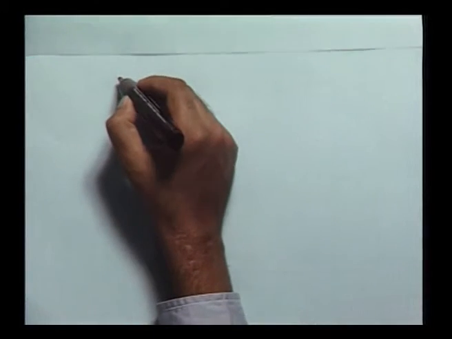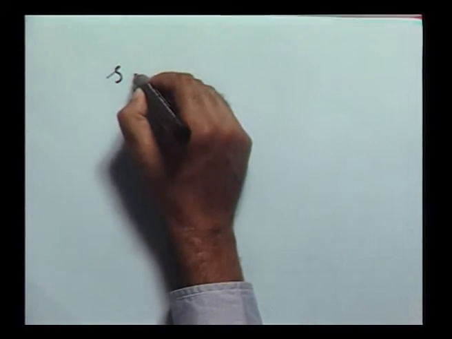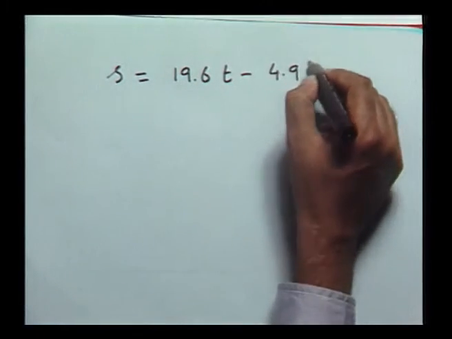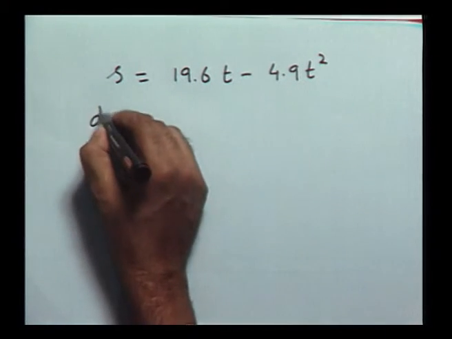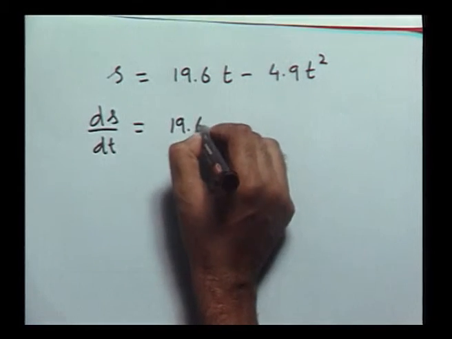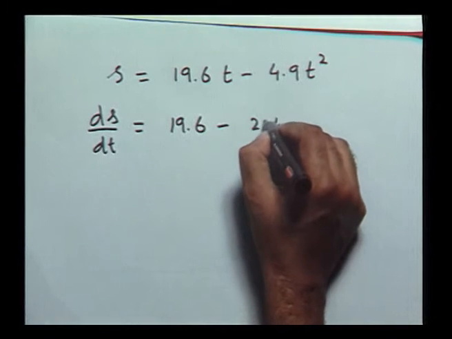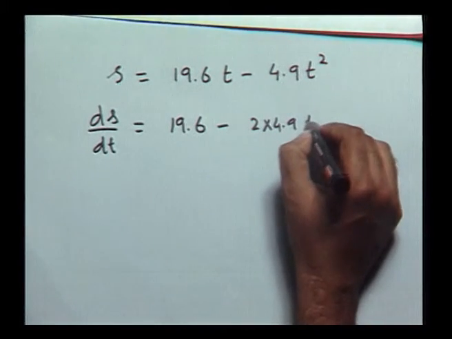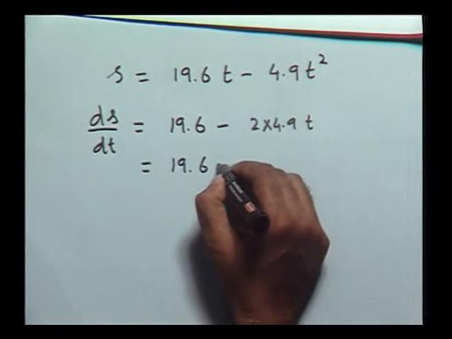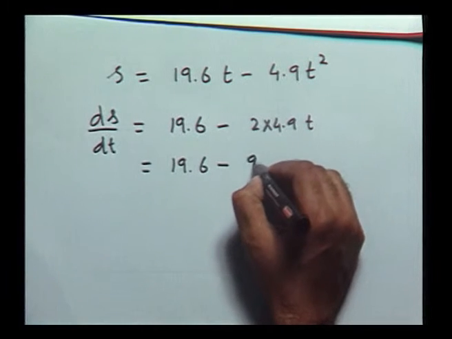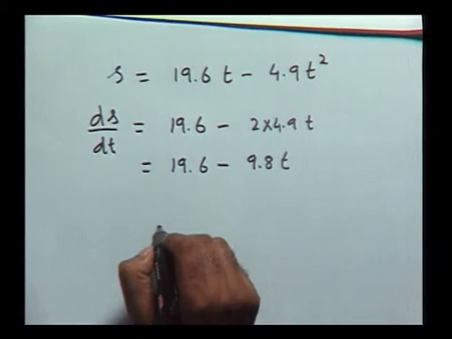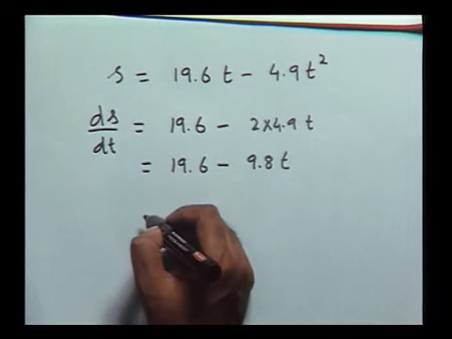Let us take a look at that. Here is the expression for the first stone. The expression for distance is s equal to 19.6 t minus 4.9 t squared. What is the velocity? ds by dt is going to be equal to 19.6 minus 2 into 4.9 t. That is just 19.6 minus 9.8 t. And remember, maximum height means velocity is 0, as I explained to you a while ago.